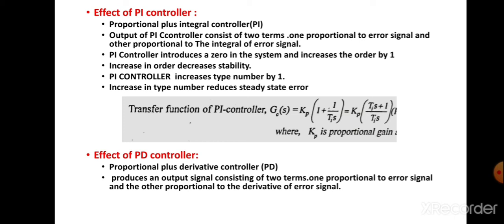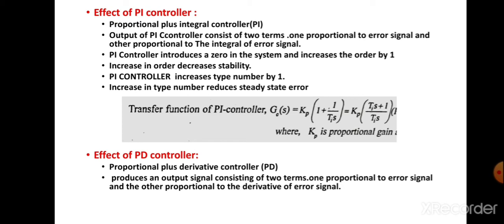And next we will see the effect of PI controller. PI means proportional plus integral controller, and the output of the PI controller consists of two terms. One is proportional to the error signal and the other is proportional to the integral of the error signal. That is why it has got the name PI controller. The PI controller introduces a 0 in the system and increases the order by 1.